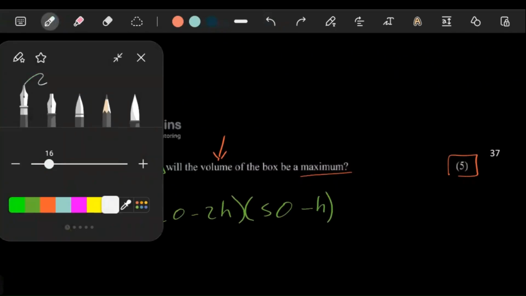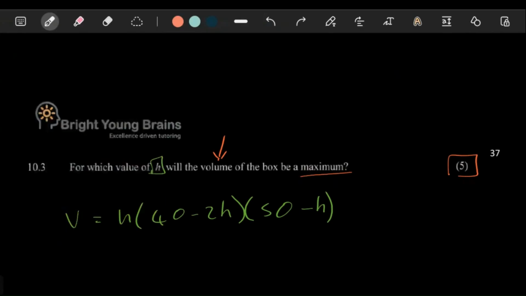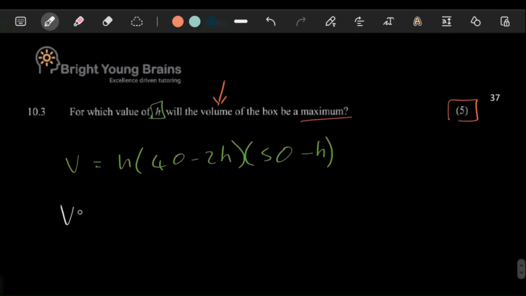Because differentiating and making something equal to 0, you will be looking for the maximum position where your formula is, depending on what formula it is. So if it's a volume formula and you differentiate and equate to 0, you'll be working out where the volume is a maximum. So V here, in terms of H, let's just see. Let's multiply out stuff, right? So 40 times H and then negative 2H squared.